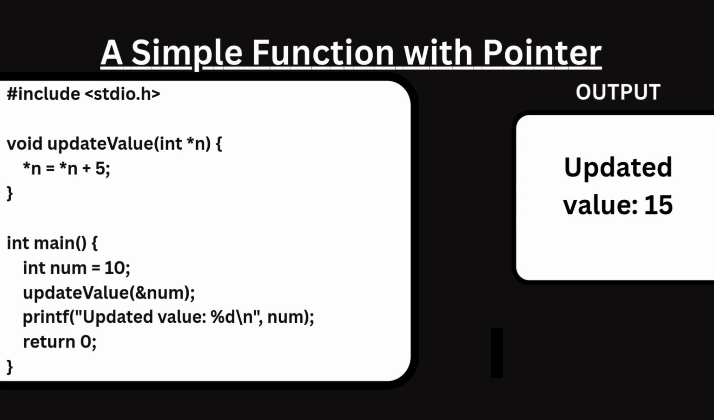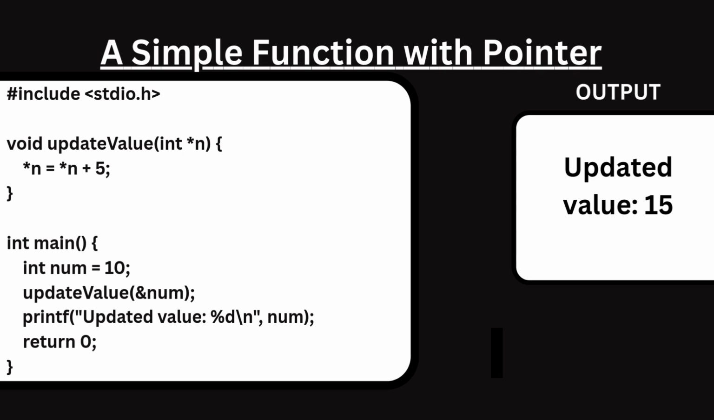So now, next, step 3 is the function definition, which is the most important part. Inside the function, we use a pointer n which receives the address of num. The line *n = *n + 5 basically represents dereferencing the pointer. It means go to the memory location pointed to by n, get the value there, and add 5. So now num actually becomes 15 inside the main function, even though we didn't return anything from the function.